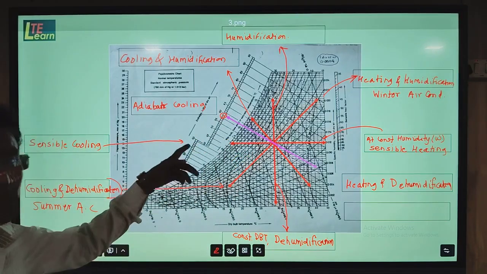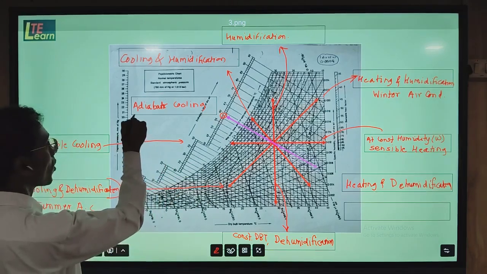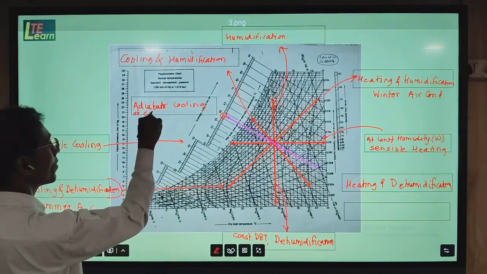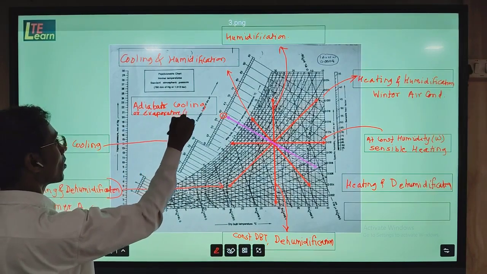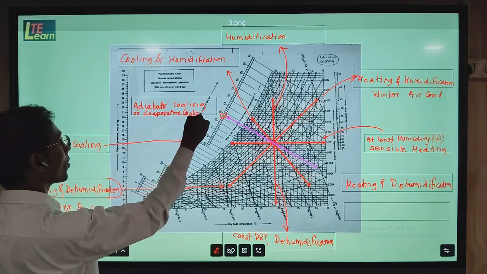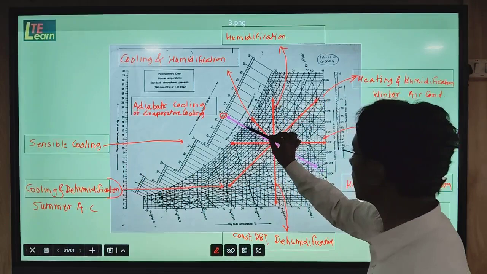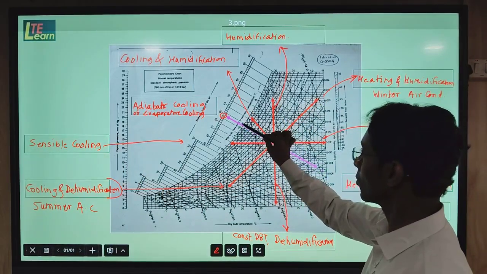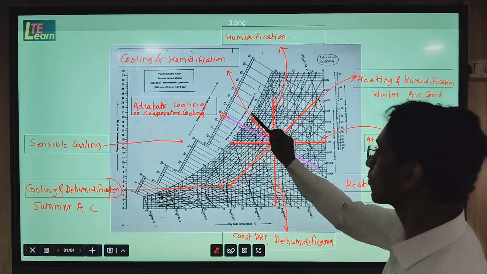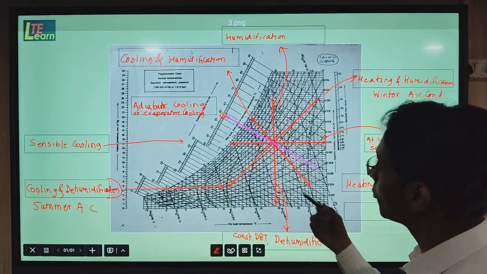This process is carried out in desert coolers, so it is also called evaporative cooling. Means in this case, by the cooling of air, addition of moisture is taking place. By using spray water, this process can be carried out. That is called adiabatic cooling or evaporative cooling.